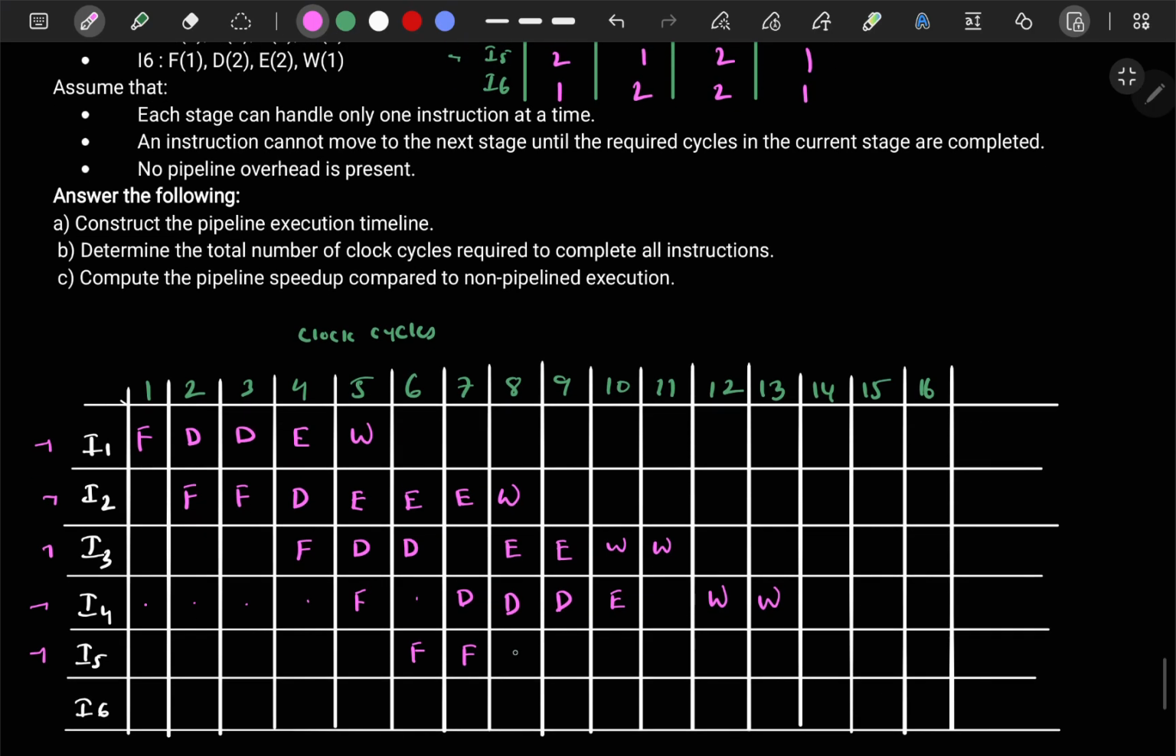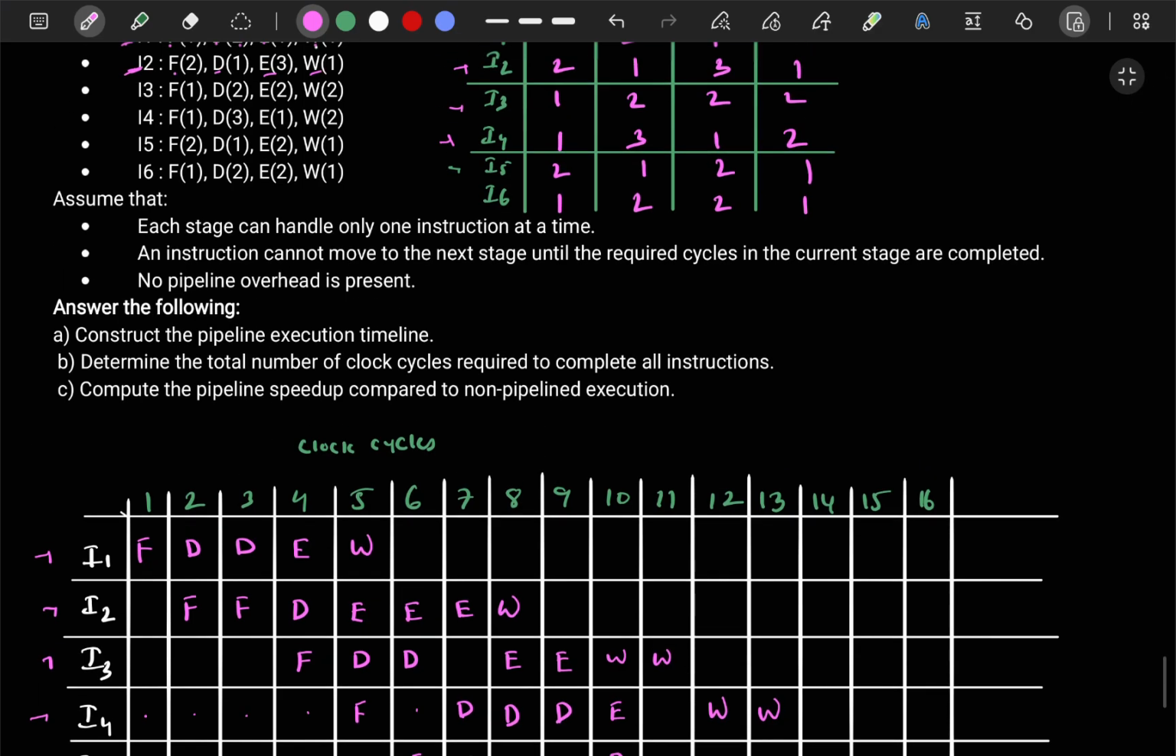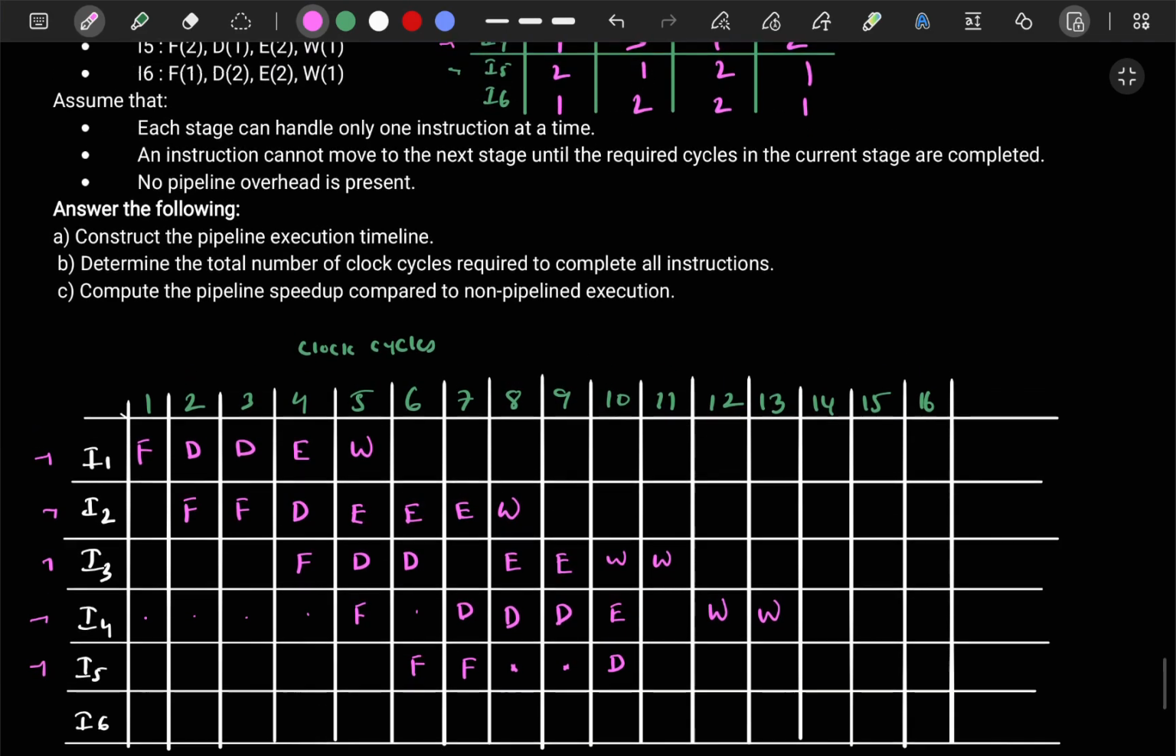Can I start from here? No. Can I start from here? No. Here? Yes, I can start decode from here. So at the 10th clock cycle, I5 will decode, and it is taking only 1 clock cycle.